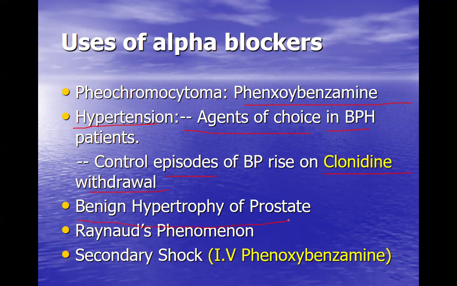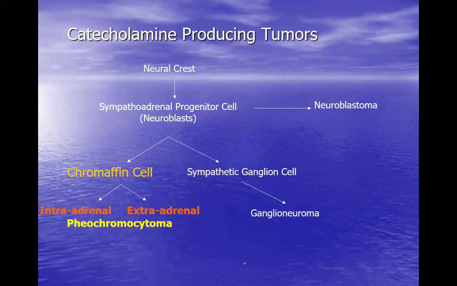It could be used in benign hypertrophy of prostate. It could be used in Raynaud's phenomenon, because in Raynaud's phenomenon there's vasoconstriction, so it causes vasodilatation. And it could also be used in secondary shock, where we tend to give IV phenoxybenzamine. Now, coming to one of the major uses of these alpha blockers, that is the non-selective or non-equilibrium type. We talked about pheochromocytoma, where phenoxybenzamine is the drug of choice.